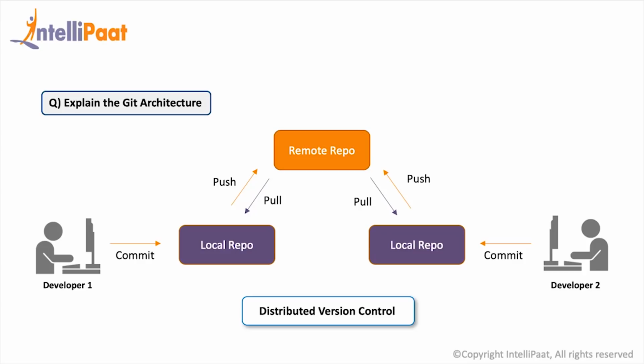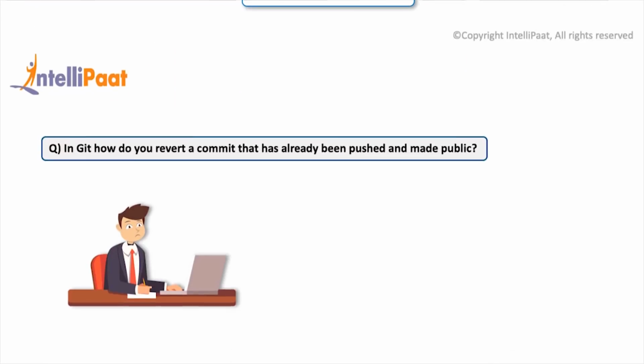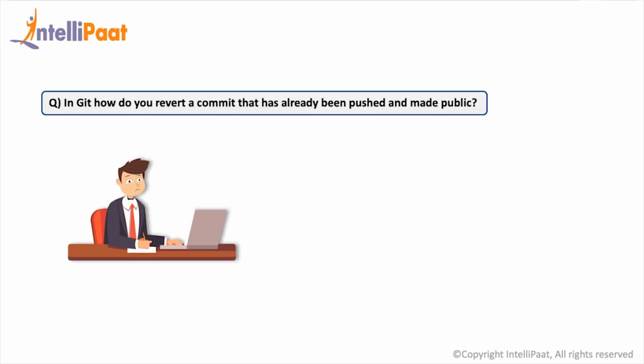Moving forward, let's talk about the next question, which says, in Git, how can you revert a commit that has already been pushed and made public? So basically you have made some changes in the code, committed those changes to your local repository, and also pushed the changes to the GitHub repository. Now, if you have a CI/CD pipeline in place, which means that the moment you commit to Git it automatically takes the code and deploys it on a server, then probably the code that you have pushed has also been deployed on a server.